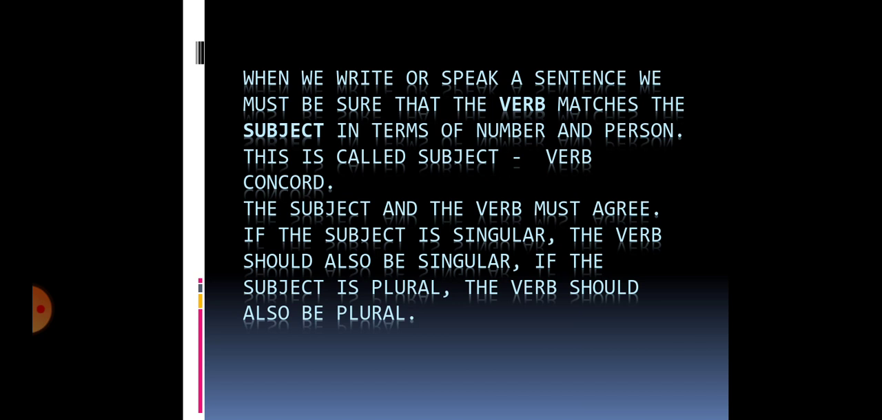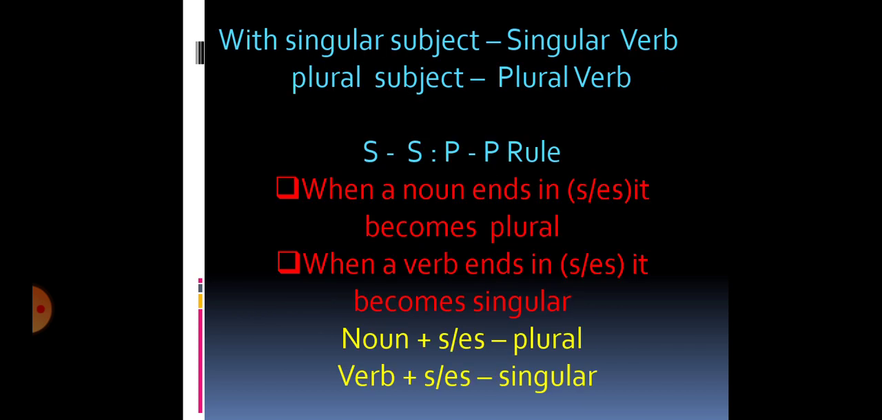So the subject and the verb have to agree with each other. How will you make that agree? If the subject is singular, the verb should also be singular, and if the subject is plural, the verb should also be plural. So keep that in mind: subject singular, verb singular; subject plural, verb plural. What I just explained before is the SSPP rule: singular subject, singular verb; plural subject, plural verb.